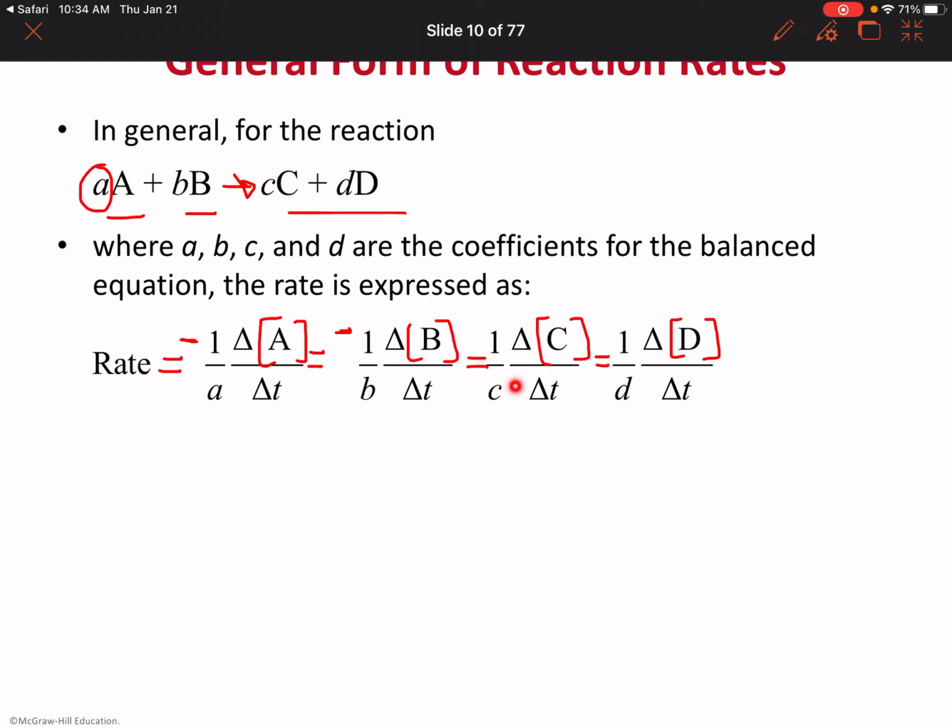And then you have C and D, they are products, so they are going to be positive. 1 over C, delta C over delta T, 1 over D, delta D over delta T. That is a general form of reaction rate.